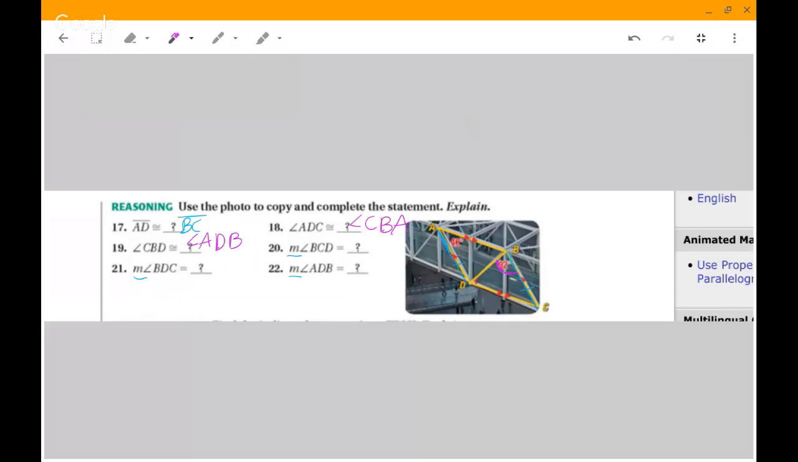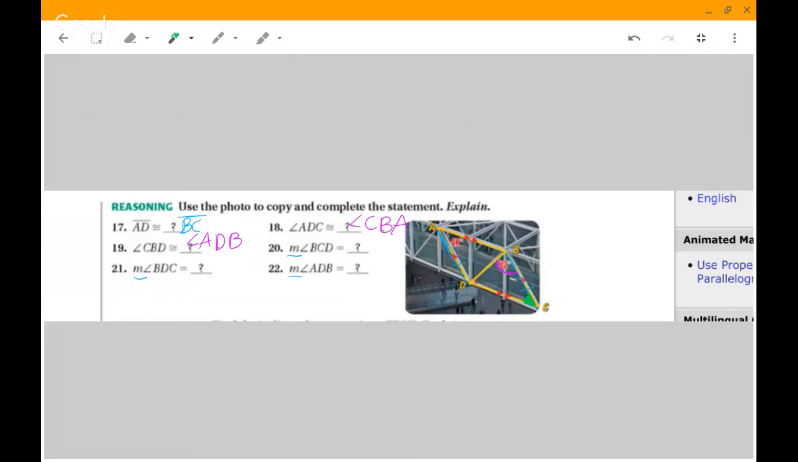The measure of BCD is how much? Well, we know a triangle equals 180 degrees. Mm-hmm. We have 92 degrees, so we can do 180 minus 92, 88 divided by 2 is 44.